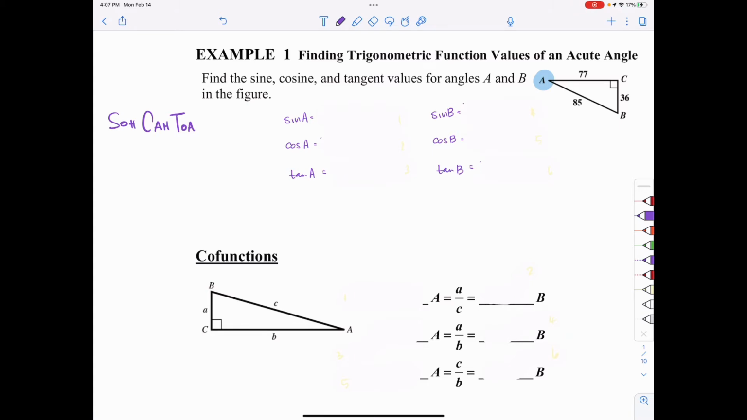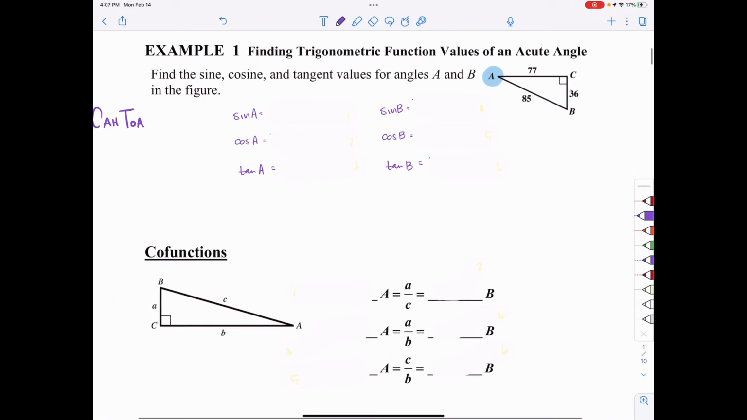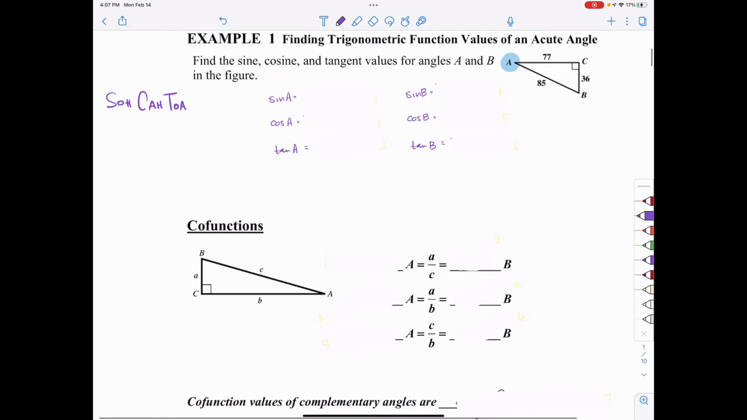So for my sine value, if I'm focused on angle A, the opposite over the hypotenuse is going to be 36 over 85. That cannot be reduced, but we always reduce our fractions if we're able to. For the cosine of angle A, this is the adjacent over the hypotenuse, so that's 77 over 85. And for tangent, that's the opposite divided by the adjacent, so 36 divided by 77.